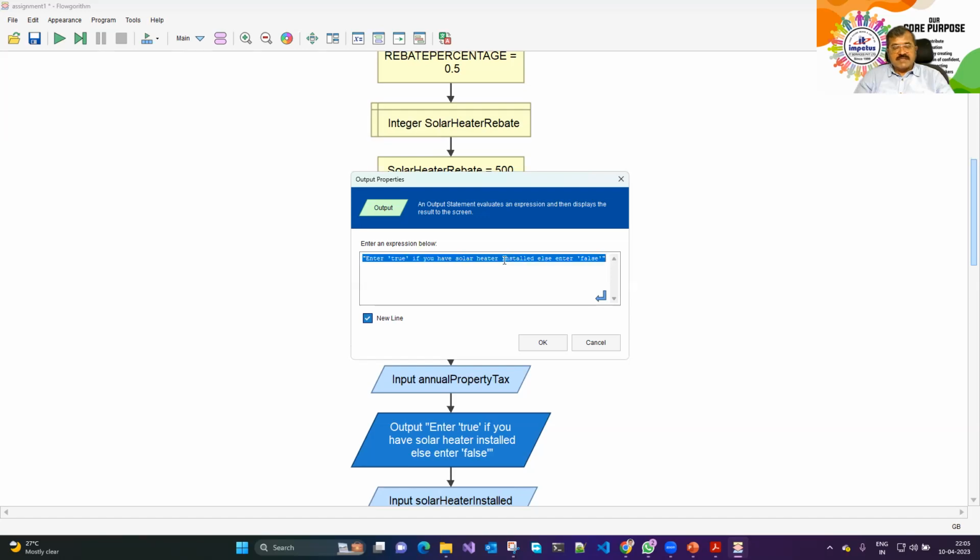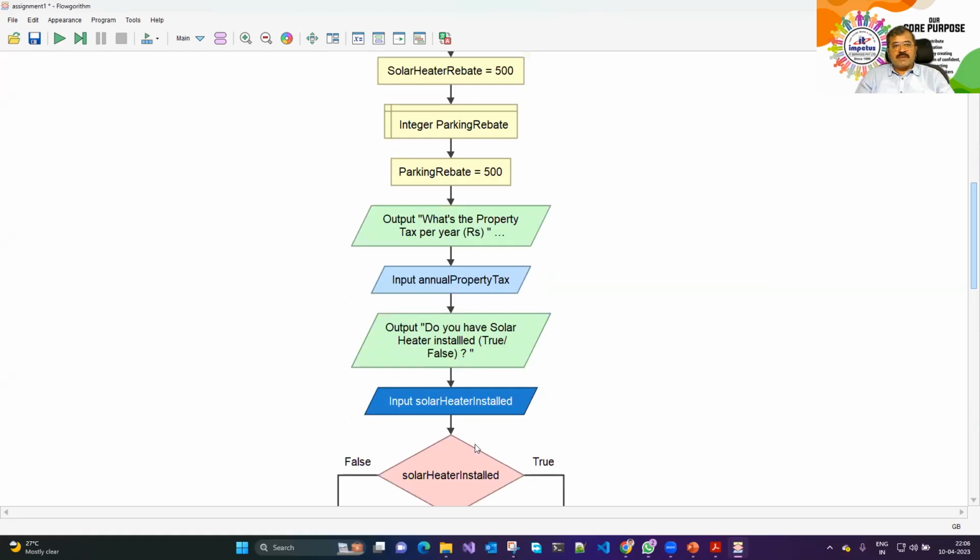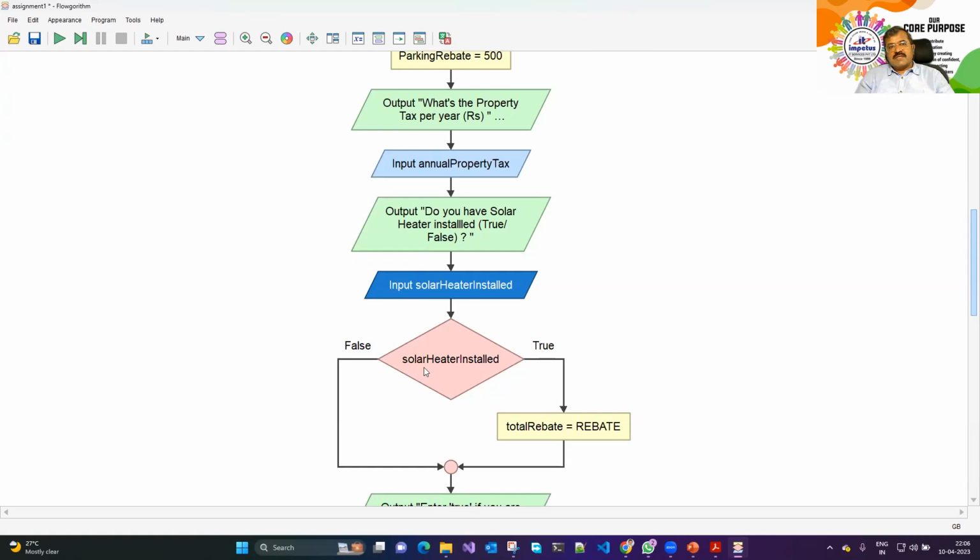I could change the message saying, do you have solar heater installed? And I'm giving a hint saying I'm expecting the answer either as true or as false. Again, do you have solar heater installed, true or false? So solar heater installed is a variable, we will accept the value. And then we're checking solar heater installed. This is correct. It will work correct.